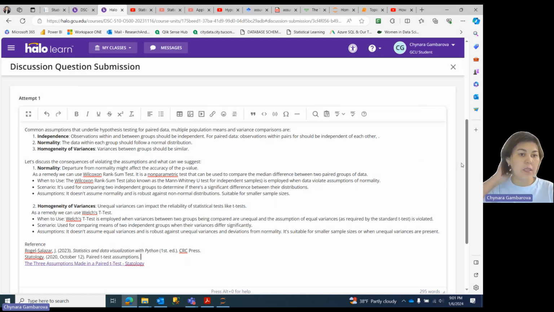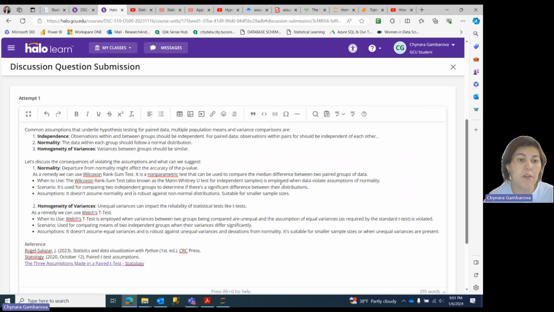So what are the common assumptions that underlie hypothesis testing for paired data, which is dependent, not independent samples? It is mostly described with examples where we have two samples being compared before treatment and after treatment. So it is the best example, and multiple population means and variance comparisons. There are three assumptions.